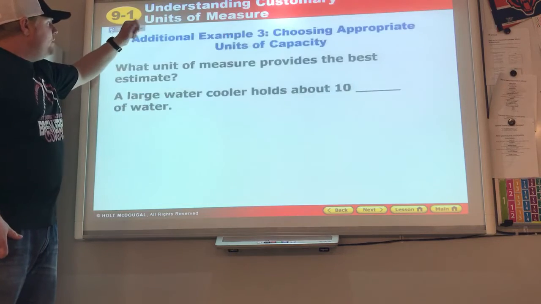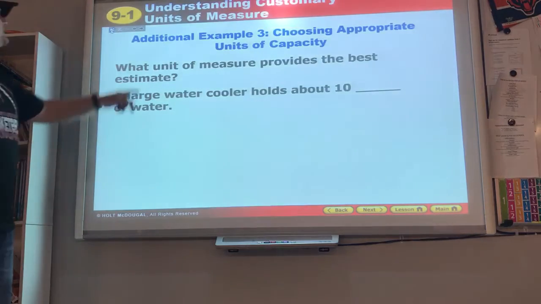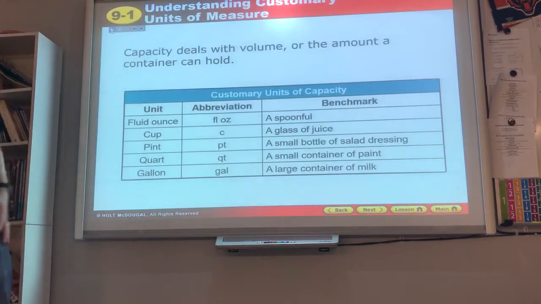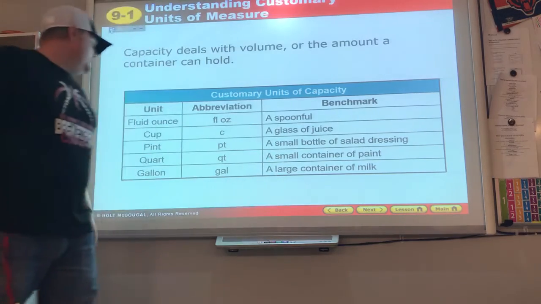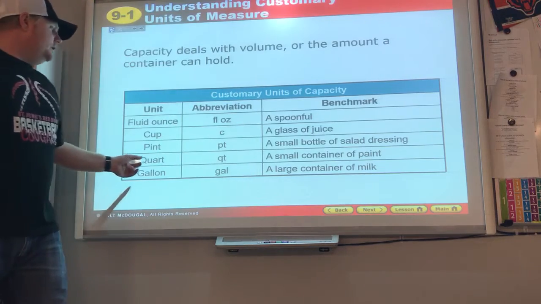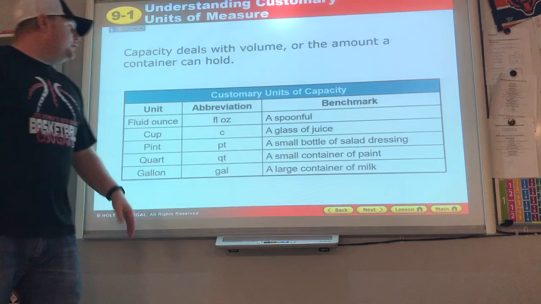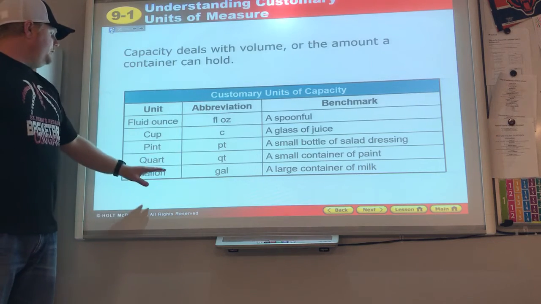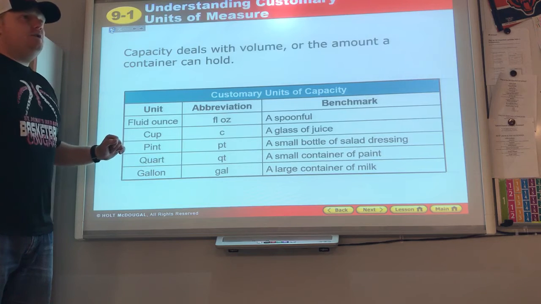All right, so what unit of measure best provides the estimate? A large cooler of water holds about 10. So we look. Fluid ounce is a spoonful. Cup, glass of juice. Pint, a small bottle of salad dressing. Quart, a small container of paint. Gallon, a large container of milk. Gallon, you probably have a good feel for. Pint, quart. I think about pints and quarts when I talk about strawberries.